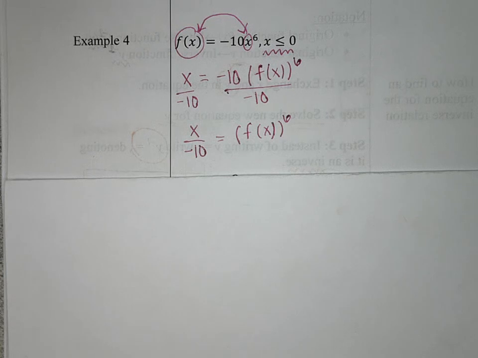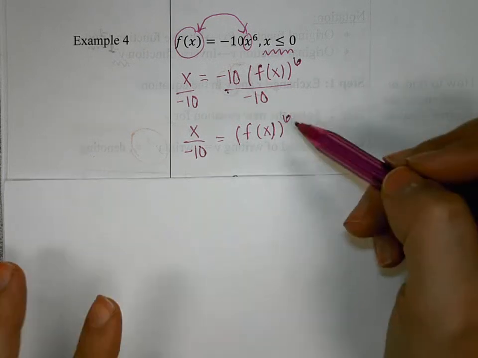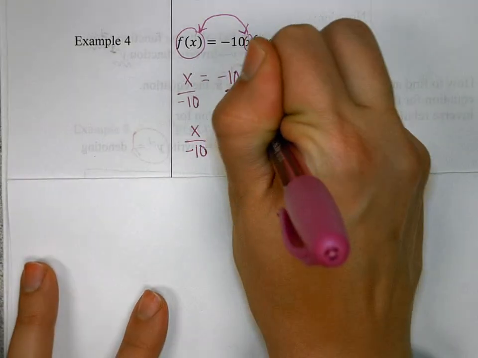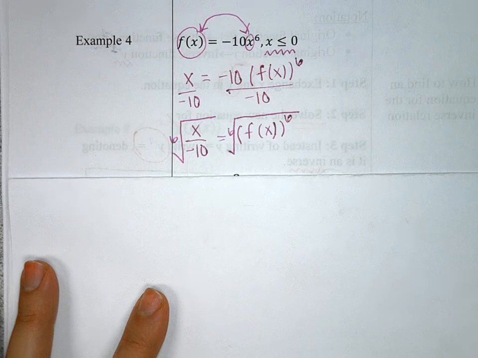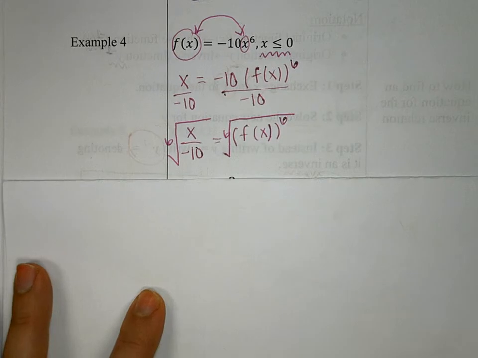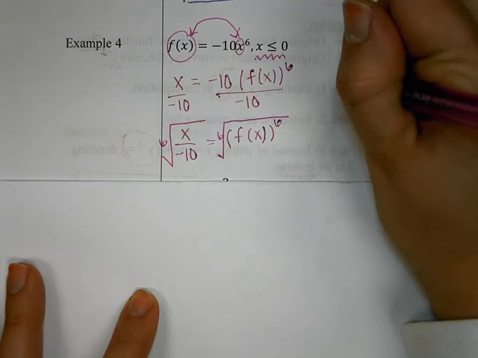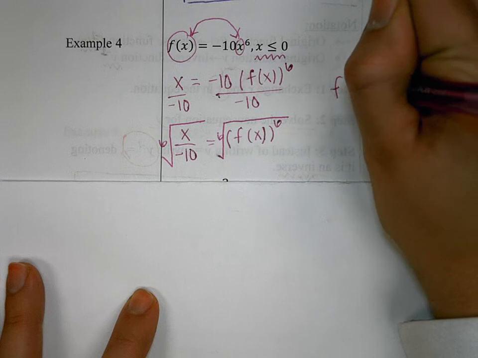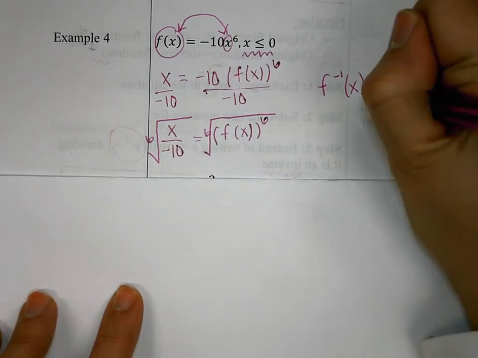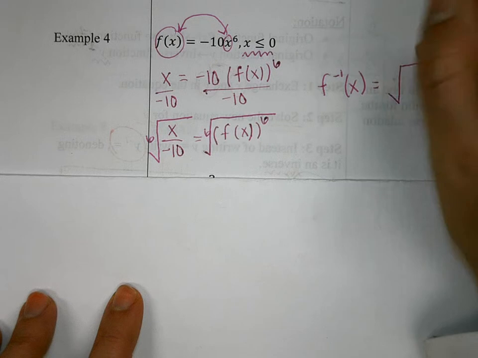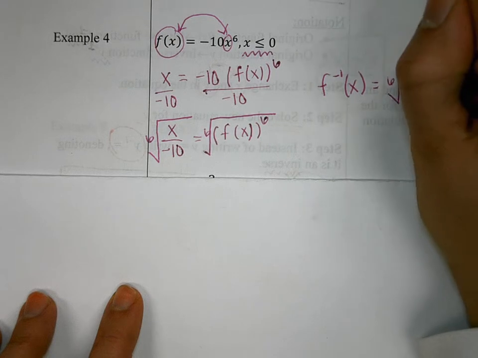So to get rid of the exponent 6, I need to take the 6th root of both sides, which will get f of x by itself. So it's going to become f inverse of x equals the 6th root of x over negative 10.